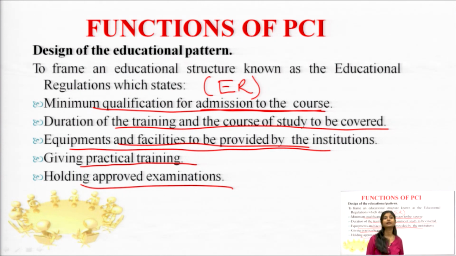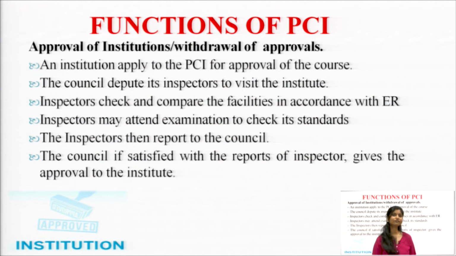So these are the educational patterns which are controlled by the Central Council of Pharmacy. So let us go through it again. Minimum qualification, training duration and classes duration, minimum facilities and equipment, practical training, and holding approved examinations. So this is the approval of institution and withdrawal of approval. This is the second function of Pharmacy Council of India. Approval of institution and withdrawal of approval.